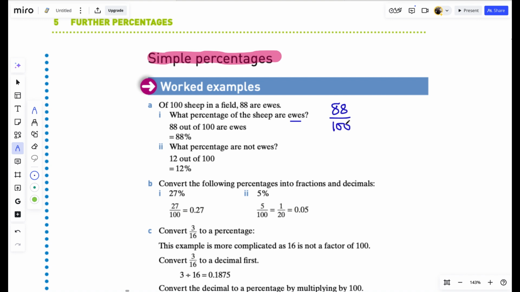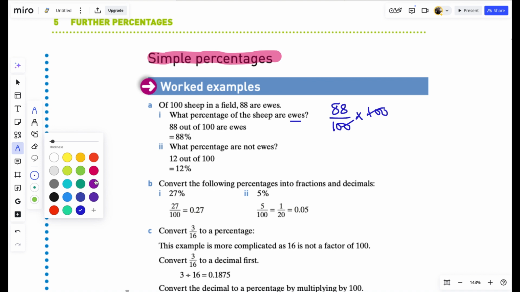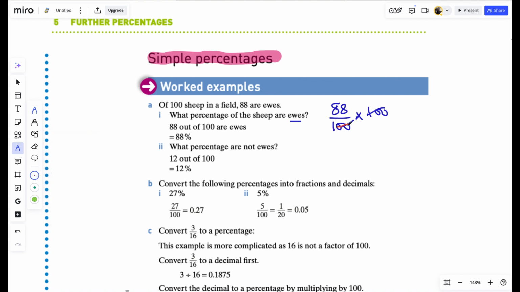Times, multiply by 100%. You know, to change any number to percentage, you have to multiply with 100, right? So this 100, we cancel this 100, and then we get something different. We get 88%. So we can now simply say we have 88%. Is that okay? So 88% of the sheep are ewes.